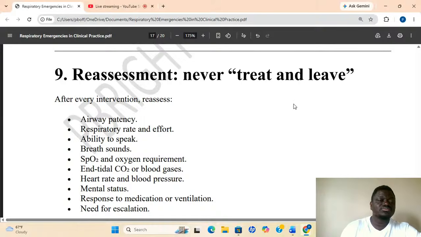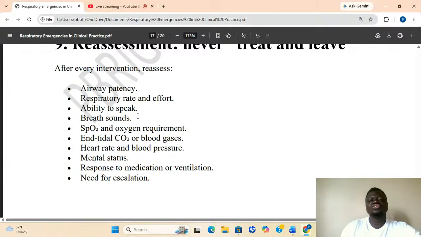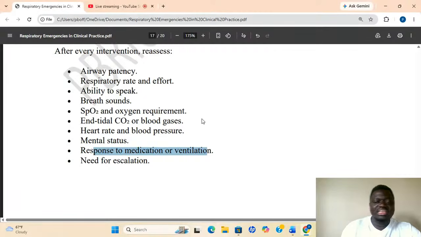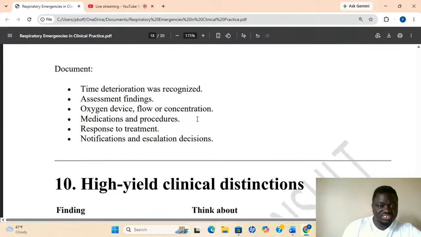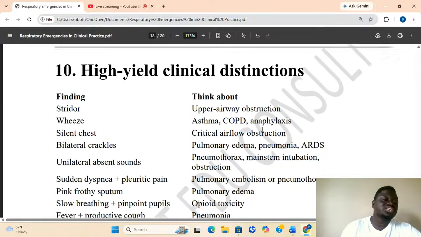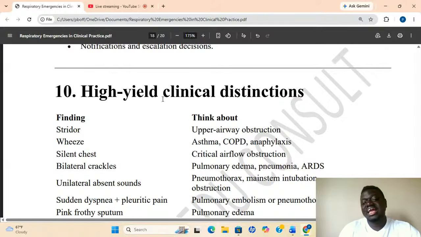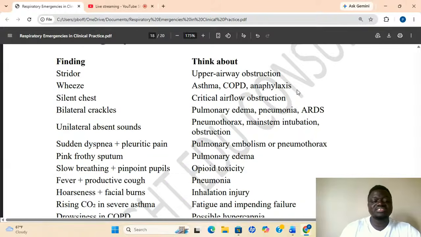That's the clause. So after all your interventions, you continue your reassessment. You reassess everything we have done. The medications, did they work, the mental status, the heart rate and blood pressure. You can keep them for observation at the ward for 1 day or 2 days. Okay, yes. Then you do your proper documentation, medications, response to treatment, and all those ones. Okay, yes. So I added the high yield clinical distinctions for you to know.